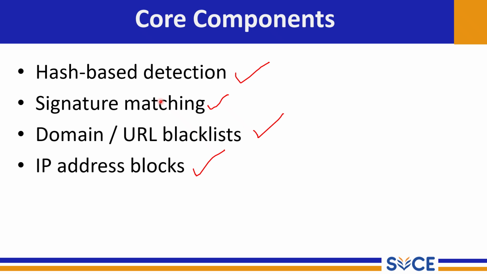So what are the various core components here? We have disassembly or decompilation, the process of converting the machine code of a binary back into assembly code or a higher-level language like C to understand its logic.